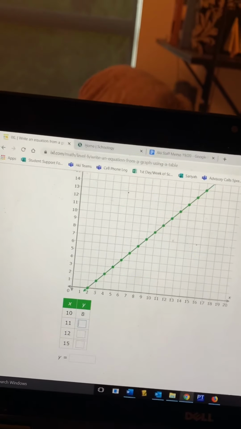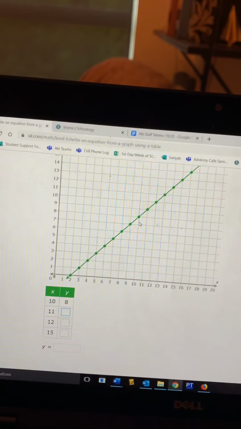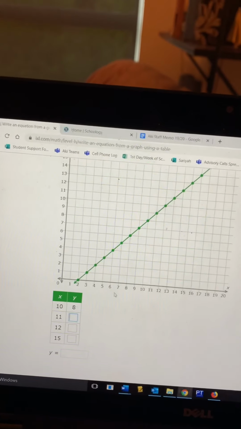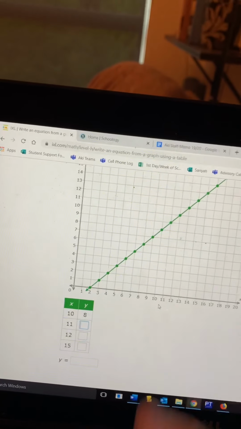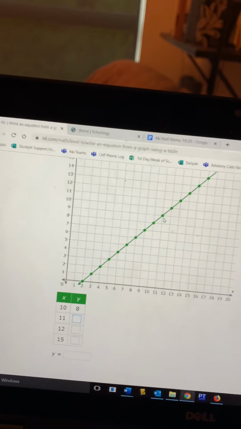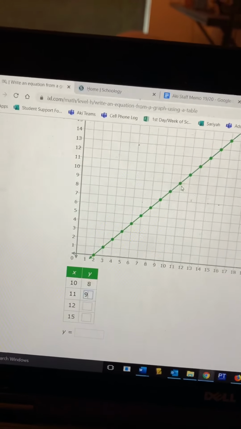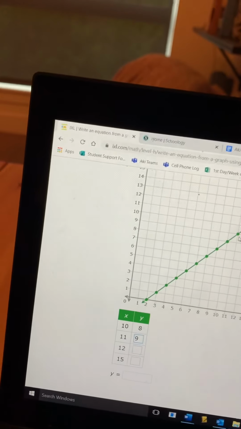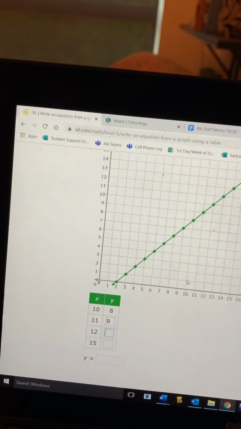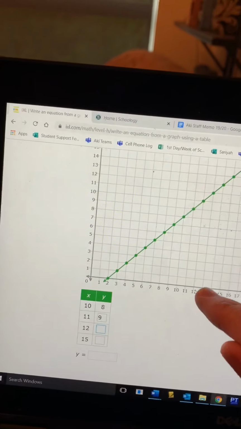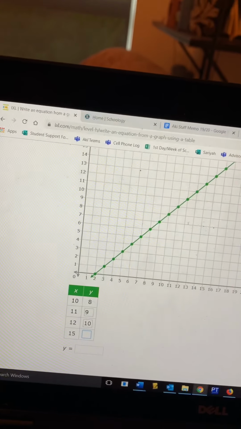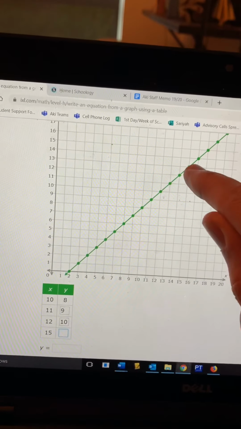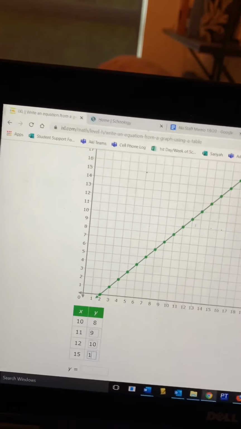So it says 10, 8. And so if you go over 10 up to 8, there's a point. Then it says 11. So let's go over to 11 because that's the X value, and that goes up to 9. So I'm going to put a 9 for that second spot in the table. And then it says X is 12. So let's see what the Y value is when X is 12. Over to 12 up to 10. So that's my next value in the table. And then last it says 15. So I'm going to go over to 15 and then up to 13. So the Y value is 13.